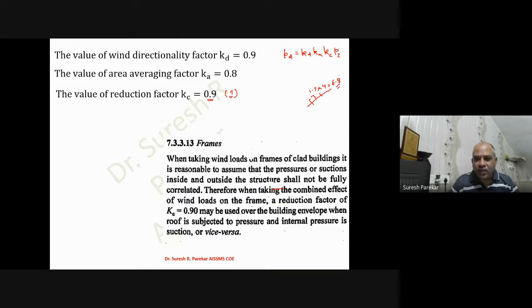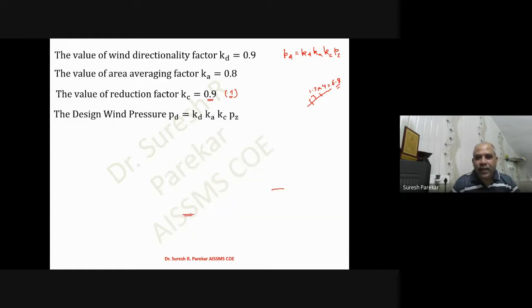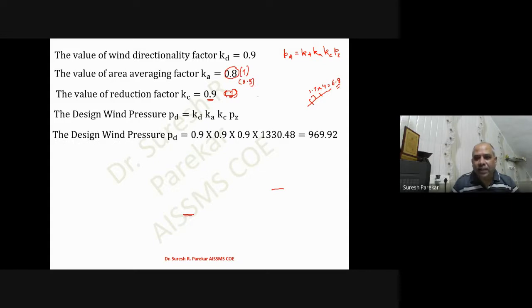Then we have frames, and for these frames the value of Kc is 0.9, so we have taken 0.9. Ka, instead of this 0.8, we have to take as 1. But in my calculation I have considered it as 0.9, so 0.9, 0.9, 0.9 into. Instead of this, we have to consider it as 1, but I have considered 0.9 and the calculations are accordingly. Then we have design wind pressure Pd as 969.92 Newton per meter square.